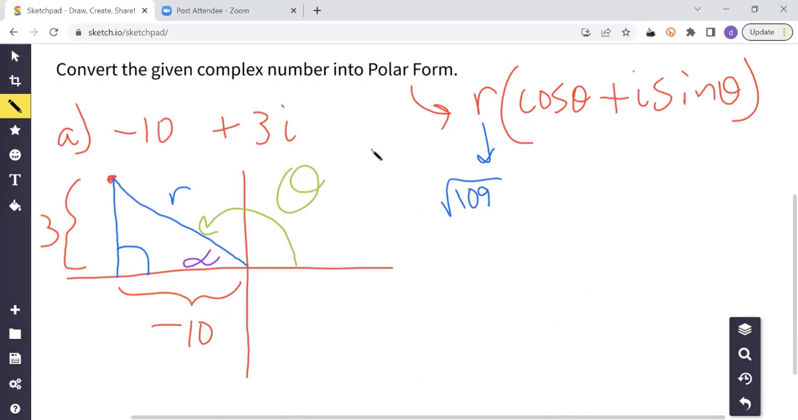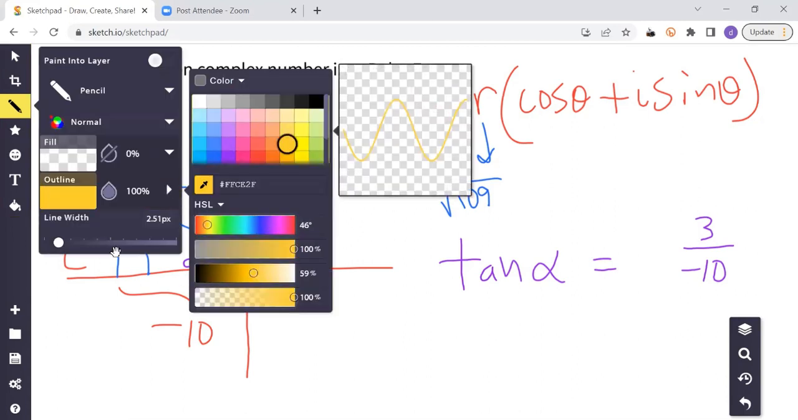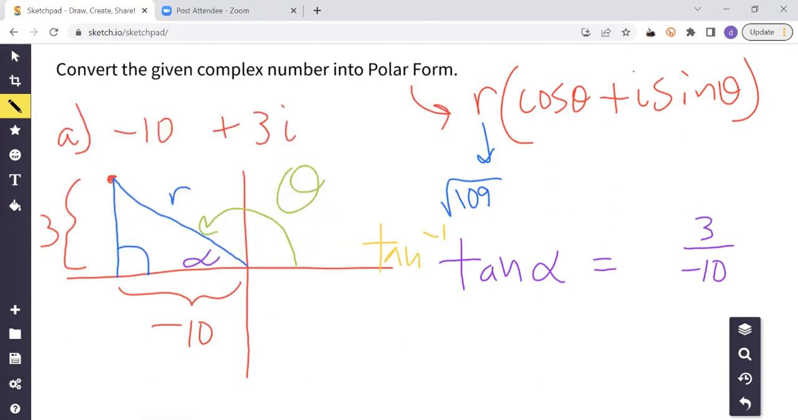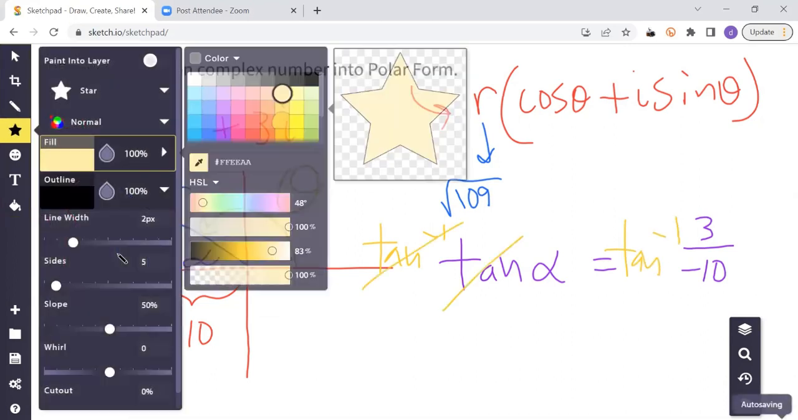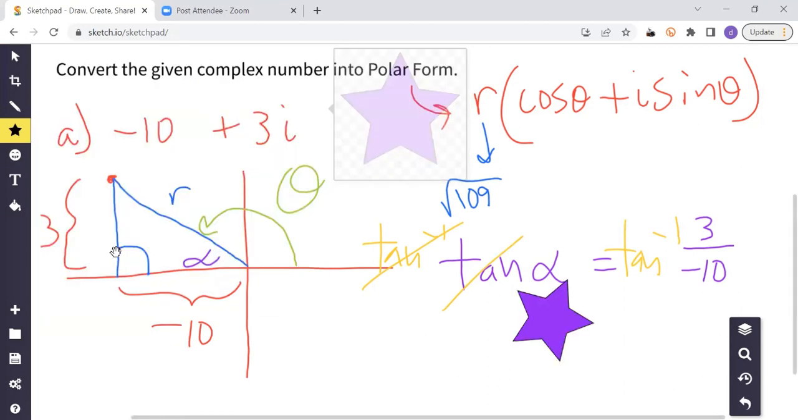So let's see if you agree with me that tangent of alpha would be opposite over adjacent. See if you guys agree with me, that tangent of alpha would be 3 over negative 10. All right. And now to get alpha alone, we can go tangent inverse of both sides. Tangent inverse, because these cancel, and that isolates alpha.